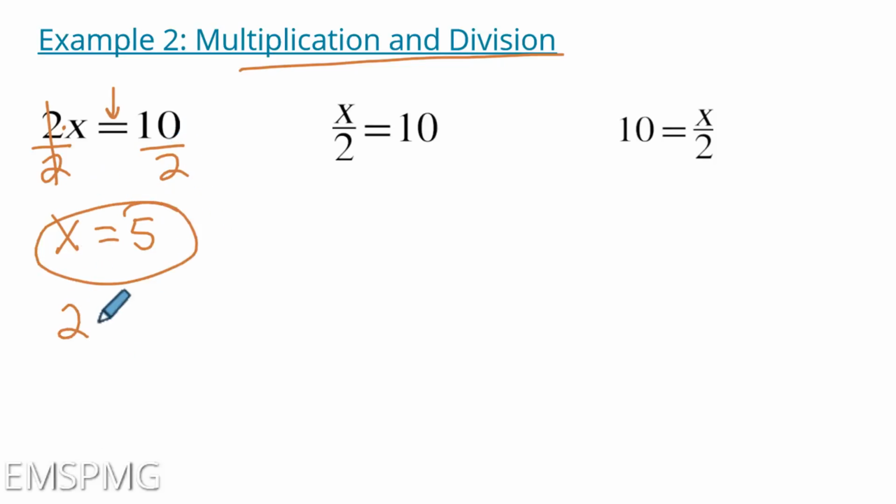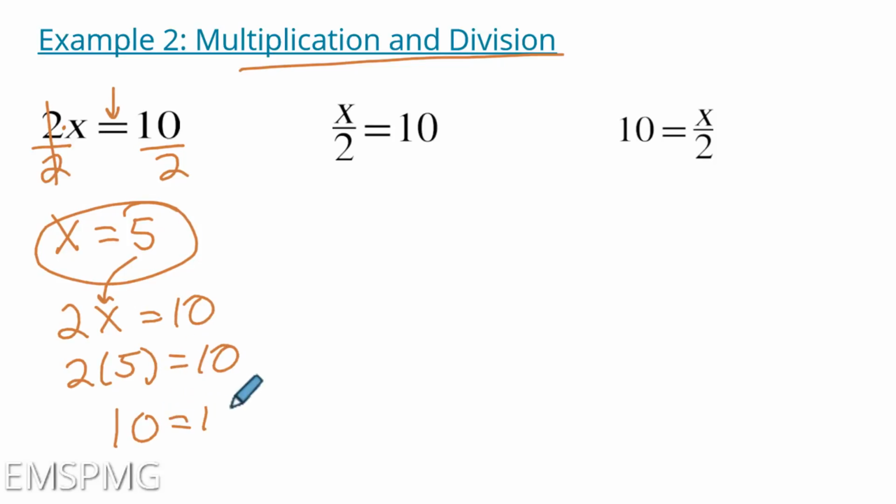And if we check that, we got 2x equals 10. Plug the 5 back in for x. 2 times 5 equals 10. So 10 equals 10. That totally checks out and makes sense.